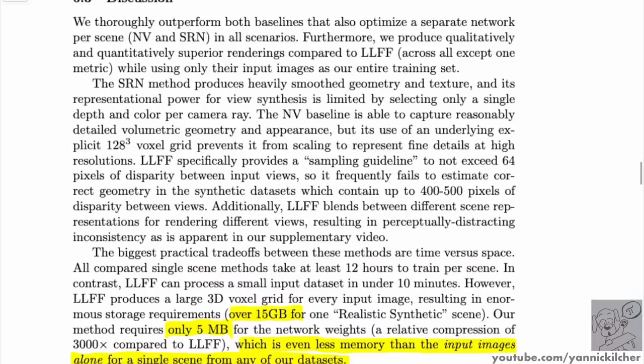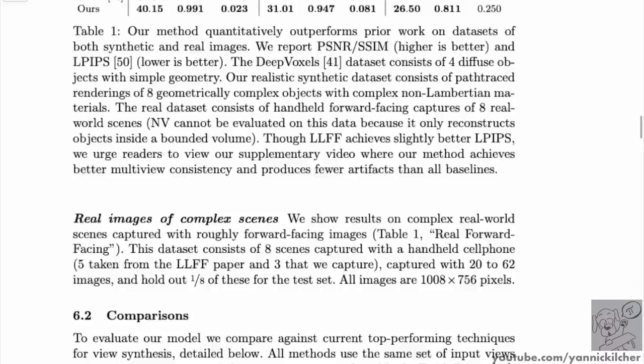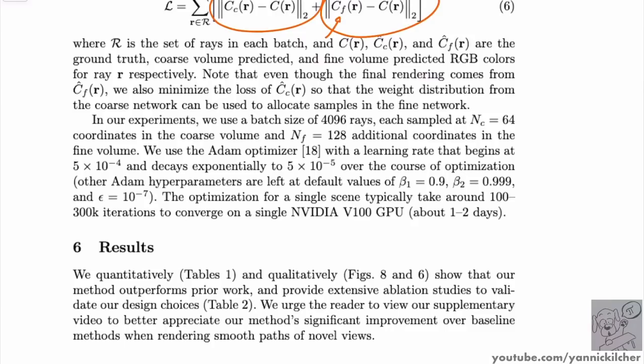So they also do ablations. And the only downside here is that it does take a long time to fit one of these neural networks. I don't exactly remember where they say it, but they calculate, oh, here. So it's not too bad, but the optimization for a single scene typically takes around 100 to 300K iterations to converge on a single NVIDIA V100 GPU, which is about 1 to 2 days. So it's a single GPU, you don't need a data center for it, but you're gonna wait a while until you train one. Though you only need to train it once and then you can render new views as you please, right?